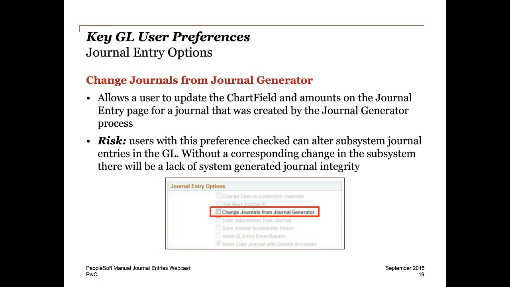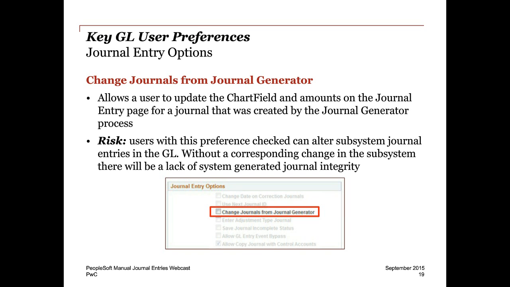So for those of you who think about this process, that's immediately a little bit concerning perhaps. If someone can tweak or manipulate a journal that's coming through the subsystem, and we might assume that it's a systematic journal, if someone with this user preference can go in and modify it, that changes that representation within the GL, because they might be able to change the chart field or change the amount.